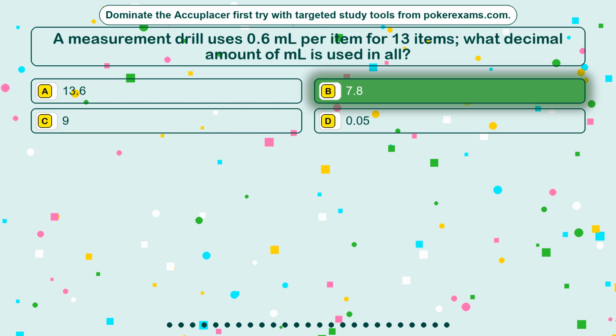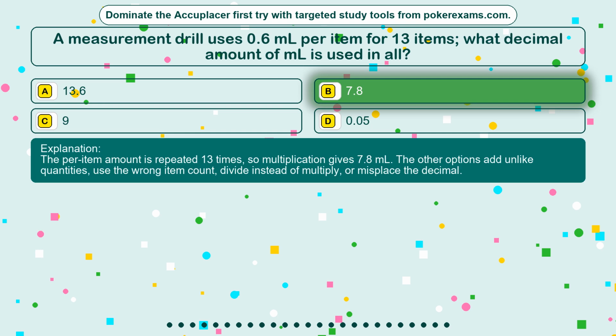The correct answer is option B, 7.8. The per item amount is repeated 13 times, so multiplication gives 7.8 ml. The other options add unlike quantities, use the wrong item count, divide instead of multiply, or misplace the decimal.